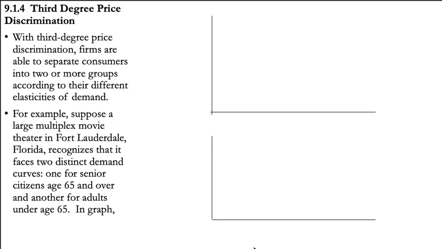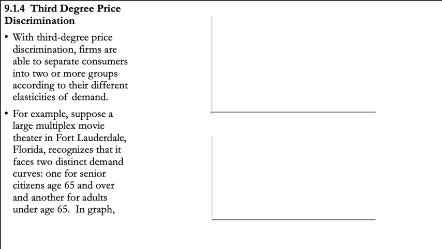So let's look at the example here. I'm going to use the textbook example again so that you can always refer to the textbook whenever you don't understand the concept. So let's say we have a large multiplex movie theater in Fort Lauderdale in Florida, and the movie theater owner recognizes that it has two different types of demand. The first one is from the senior citizens aged 65 and above, and the second demand is for any adults below 65.